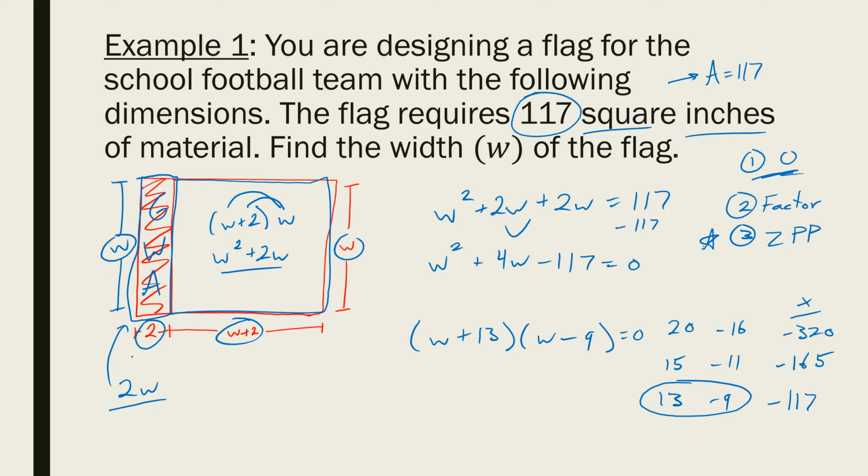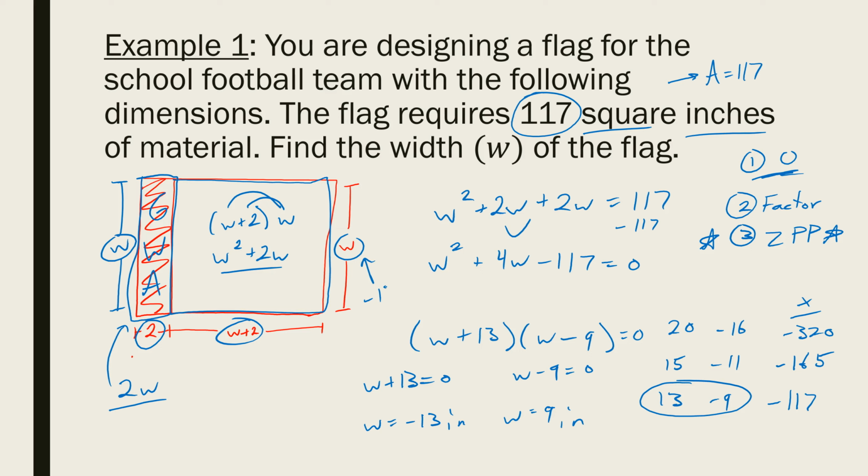So now I can make use of the zero product property. Remember, I'm saying, if this parenthesis is equal to 0, I have a solution. So subtracting 13 from each side would give me a solution. Also, though, if this parenthesis were equal to 0 and I added 9 to both sides, this would also give me a solution. So W could either equal negative 13 inches or 9 inches. I think one of these solutions doesn't make sense, though. Let's think about it.